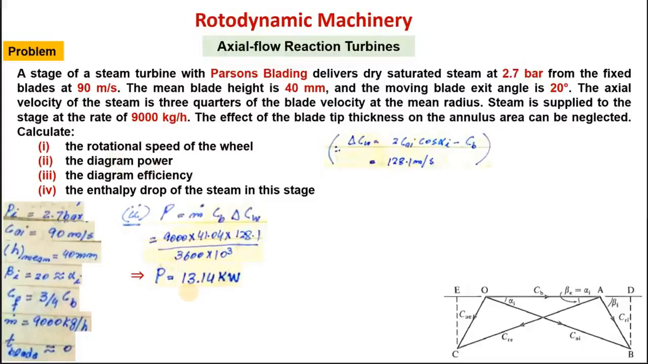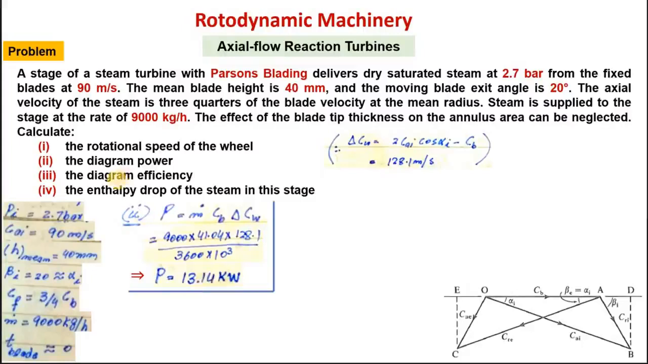Right, so it's not a very high power turbine because CAI is not very high. It's only 90 meters per second. That's why the power output is also quite small. Okay. So now power output is calculated. Now will be part 3.